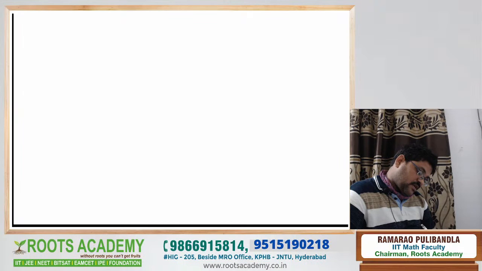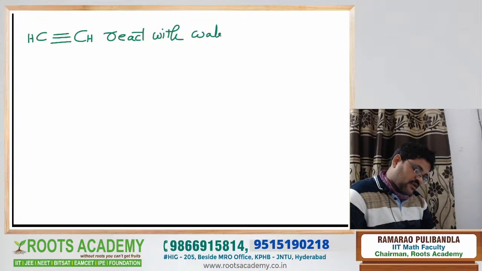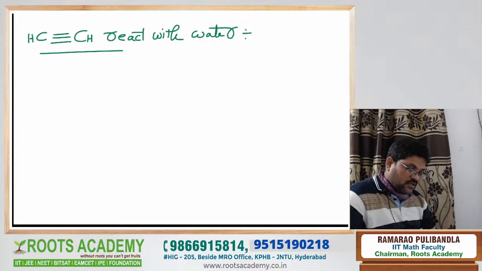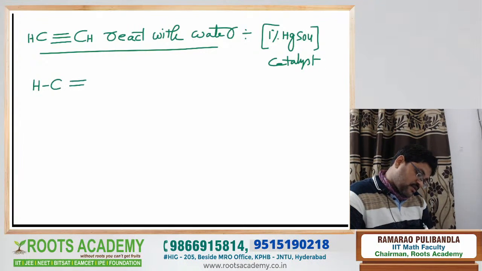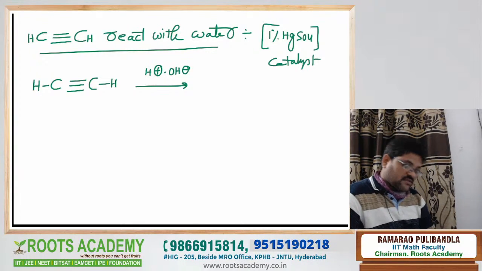Simple logic. First, the acetylene gas, CH triple bond CH, reacts with water. It's a simple reaction. What catalyst is used? 1% mercuric sulfate is used as a catalyst for addition of water over acetylene. Now how do you write it? CH triple bond CH, in the presence of the catalyst, by adding water, H plus OH minus. Understood?